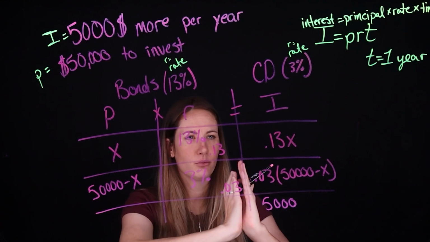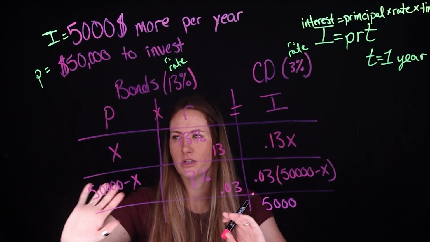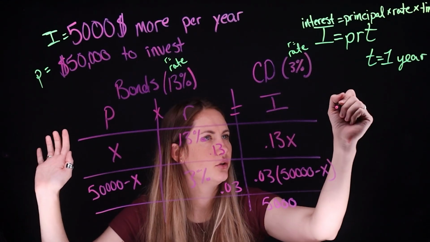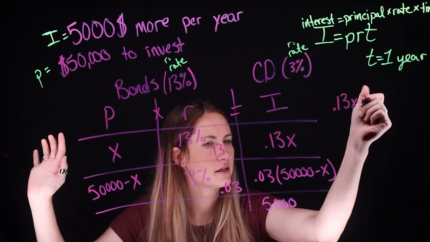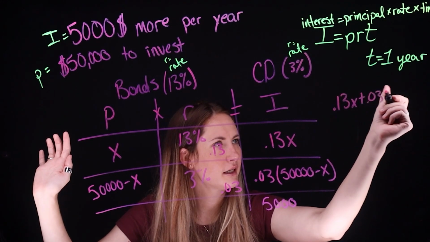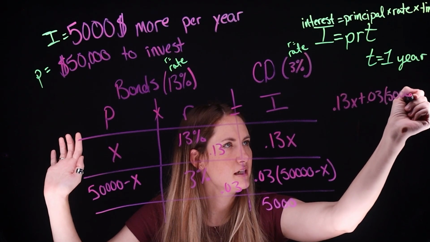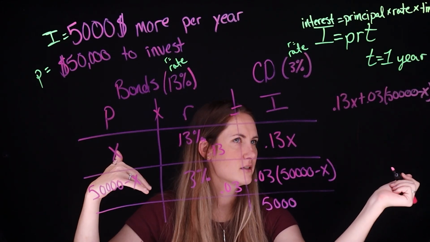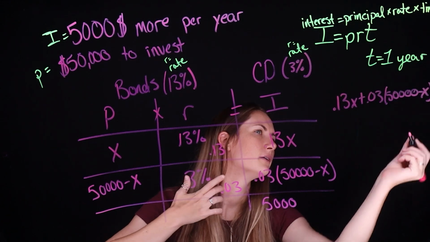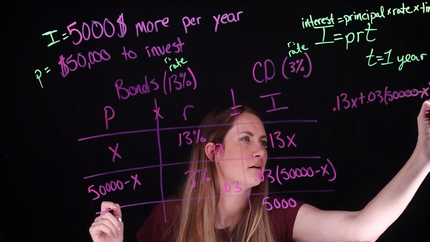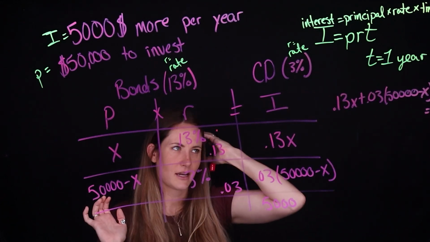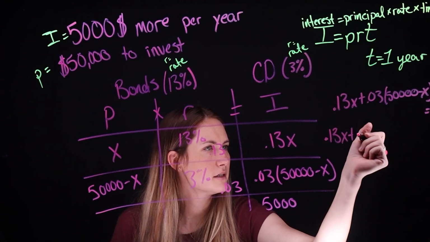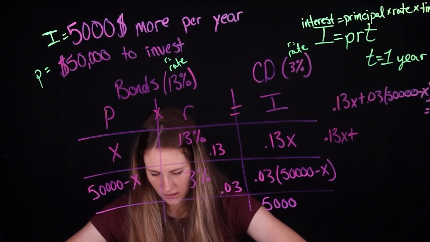And since I want my interest to equal 5,000, I'm going to write this as an equation. I should have scooted that over. But I'm going to change this right here to 0.13x plus 0.03 times 50,000 subtract x, and this is going to equal 5,000. I don't have room for that at this moment. I'll make a little note right here. Equals 5,000. Okay. And I'm going to fix that, and you'll be able to see it in like 3 seconds. So we have 0.13x plus, let me do that real quick.